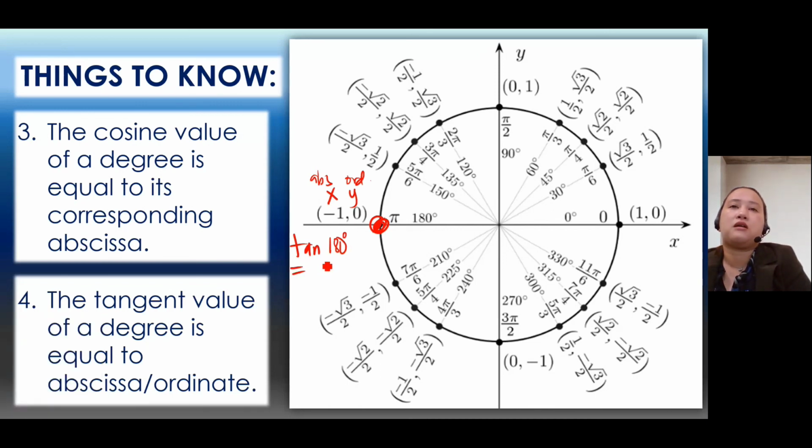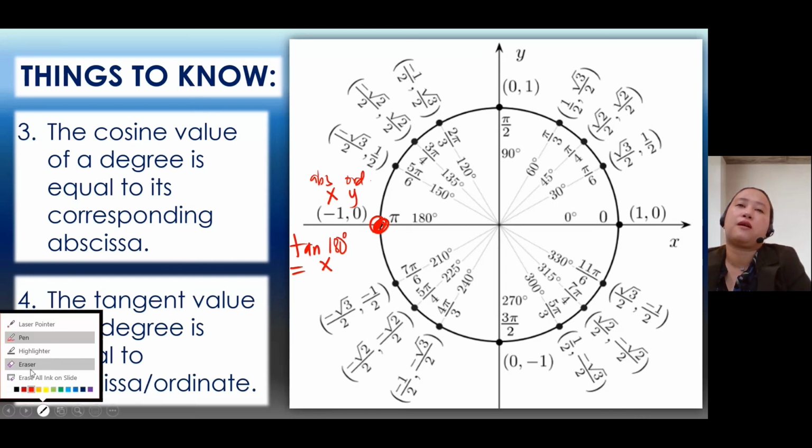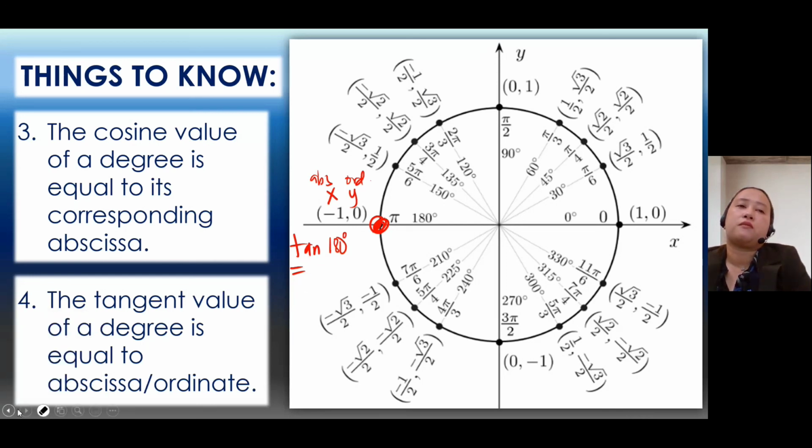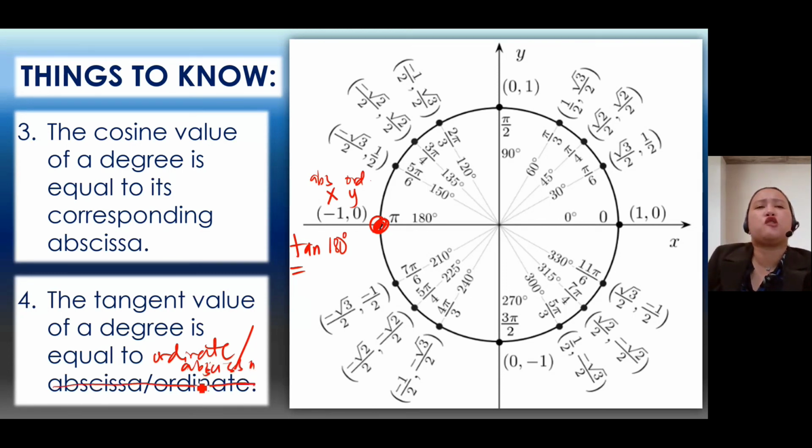Here, abscissa is x. I think there is a correction here. It should be ordinate over abscissa. Let me correct this. So this is ordinate divided by the abscissa. Just to correct this, because it should be y over x.